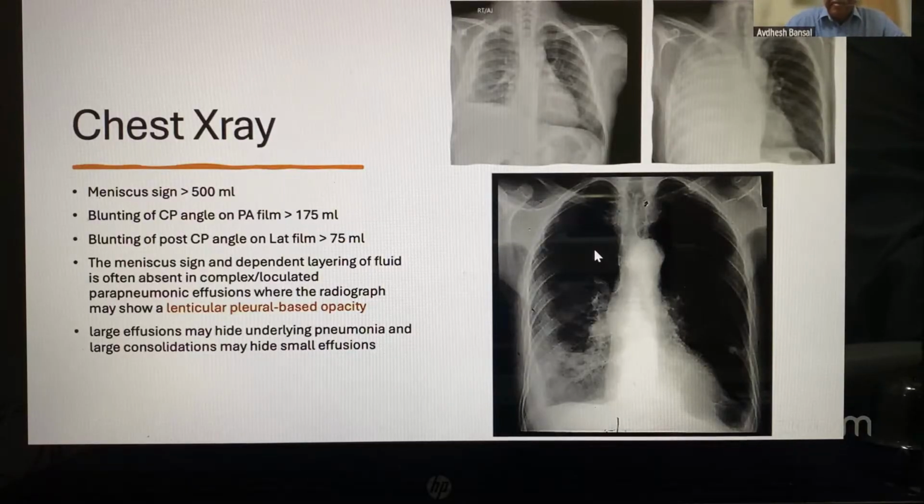Now, normally, when you do a chest X-ray and look at a pleural effusion, you'll see the meniscus sign, okay, and the meniscus sign runs like this. But in empyema, typically you would see a lenticular shadow, which means convexity, which is pleural-based, and you can see multiple such shadows. Now remember, when the meniscus sign is seen on a PA film, the fluid is almost more than 500 ml, as compared to when you have a small amount of fluid, which you can only see on the lateral X-ray, and it can amount to only about 75 ml. So a large effusion may hide underlying pneumonia, and a large consolidation may hide a small effusion. So when you have absence of the meniscus sign and you have lenticular opacities, then you must suspect empyema.